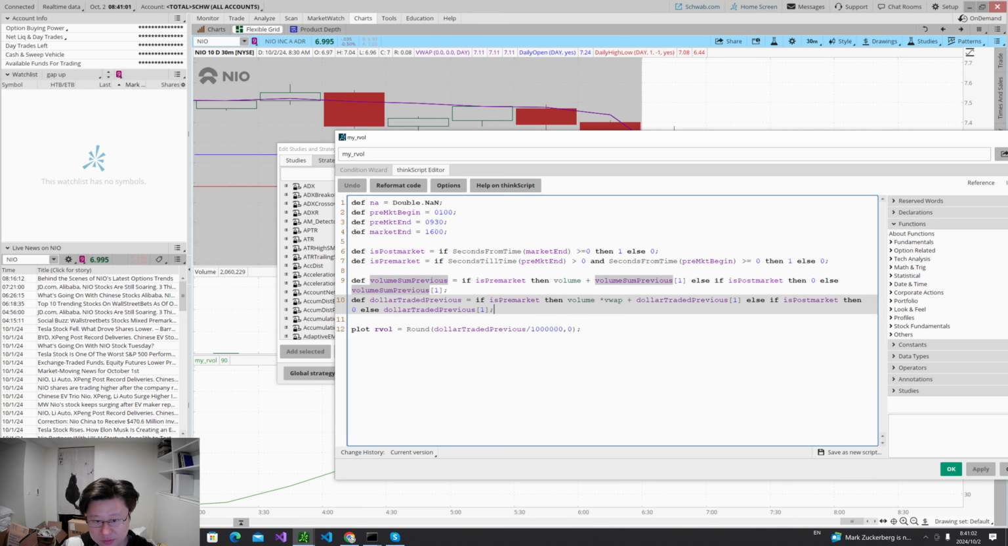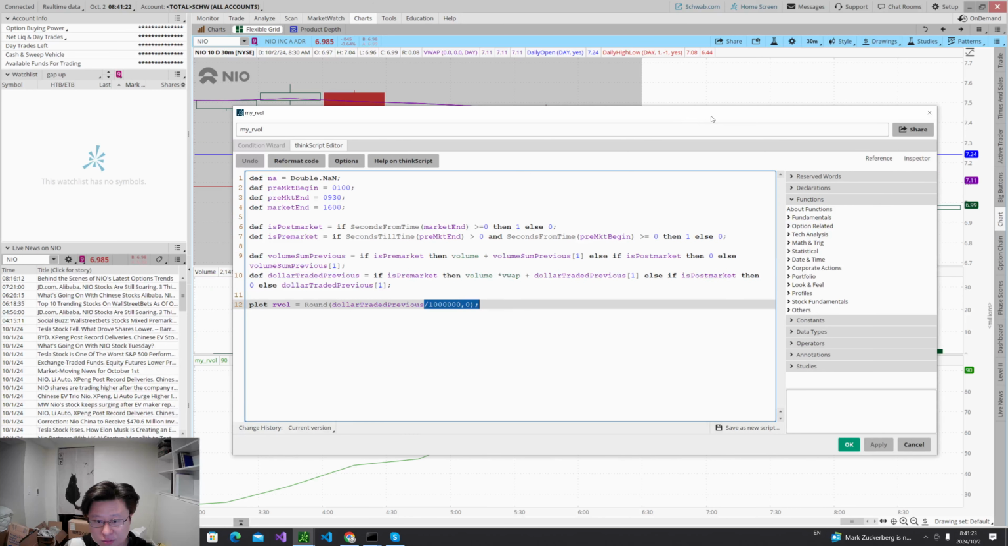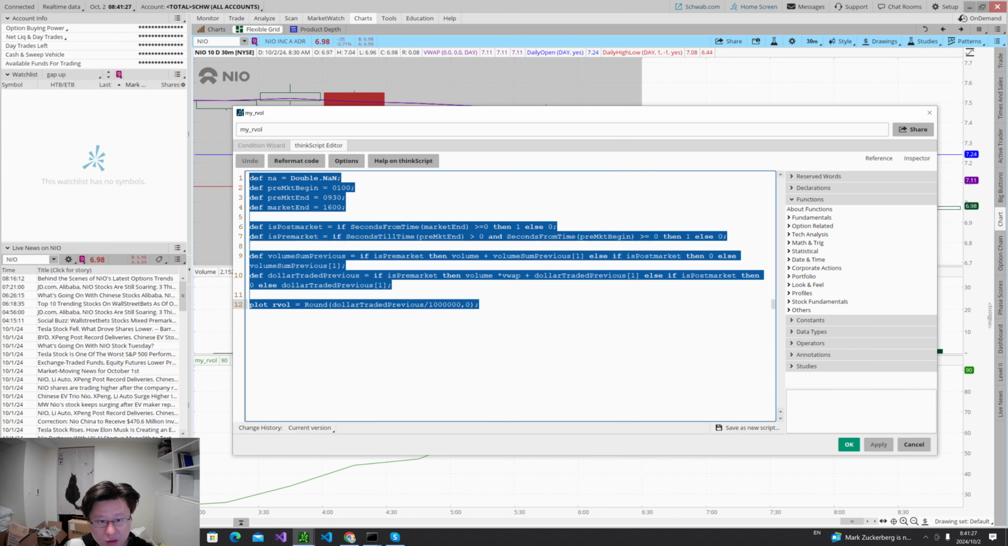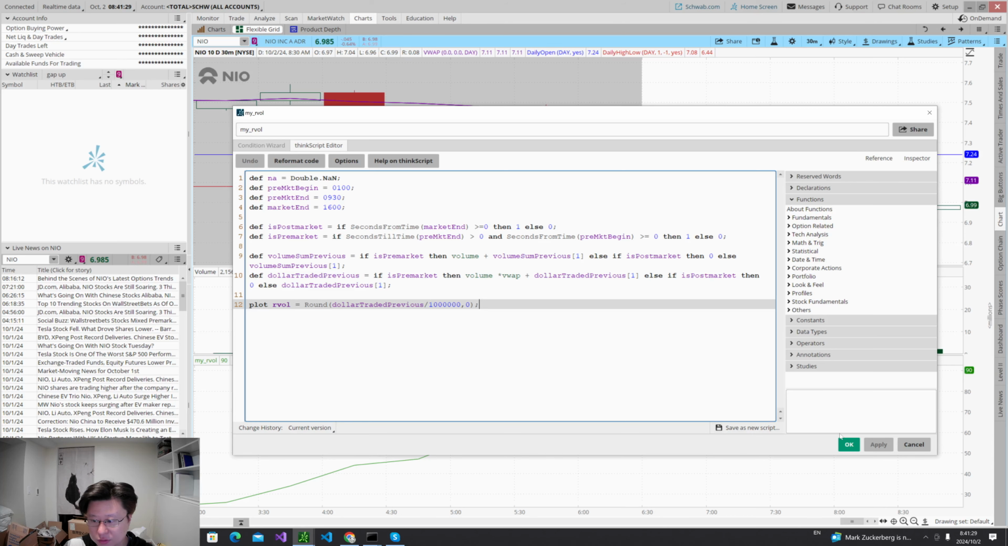I do this for the volume, and I don't just look at volume, but also consider the stock price. So I multiply by VWAP, so that's the dollar amount, and then it's going to be a pretty large number, so I divide by 1 million. So that's showing me how much in millions of dollars is traded in pre-market. So you can pause to take this code.